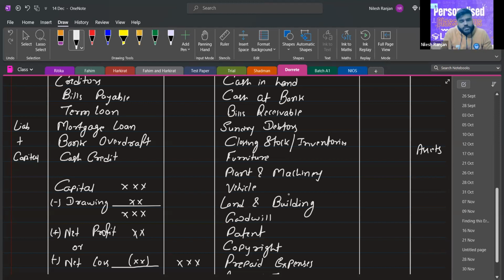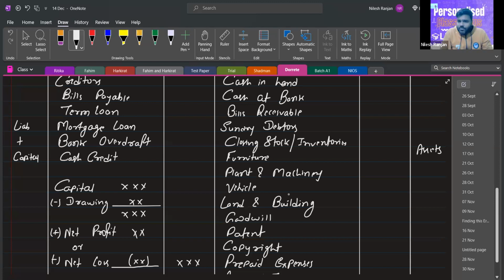means the persons from whom we have purchased goods on credit. Bills payable means if we have accepted the bill of some other person, then we have to pay the amount. That's why it is called bills payable. Term loan means you have taken a loan from a bank with a certain time limit, like 5 years, 7 years. So it is called term loan.